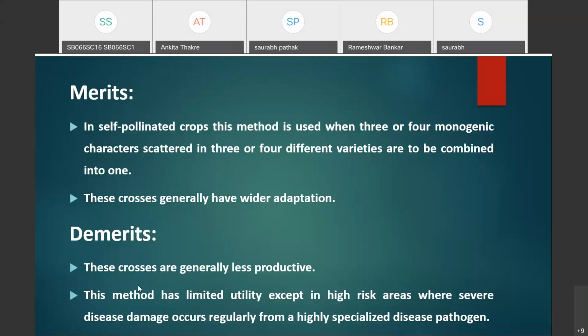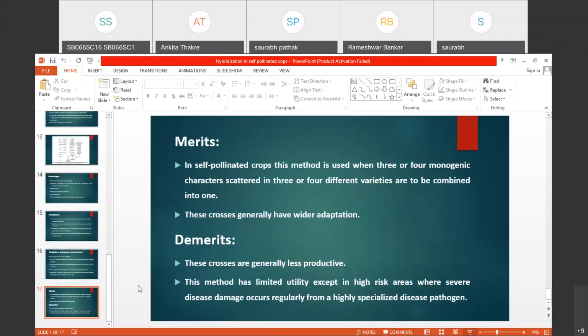That is all about the hybridization methods used in self-pollinated crops. There are four methods of hybridization used in self-pollinated crops: the first one is the pedigree method, the second one is the bulk method, the third one is the backcross method, and the fourth one is the multiple or composite cross.